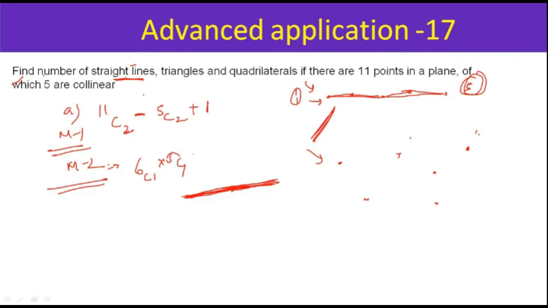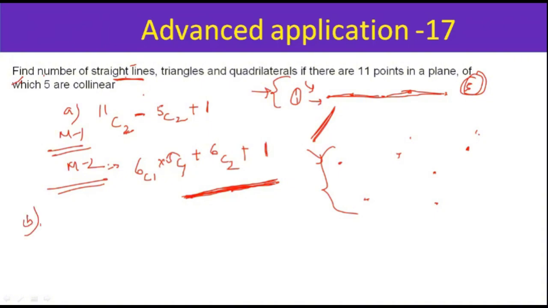Or you take any 2 points from non-collinear points, you'll be able to draw a line, right? So plus 6C2, plus these are 5 collinear points, so you only get one line from here. So you just do this. Either of these approaches, you will get the same answer as 46.